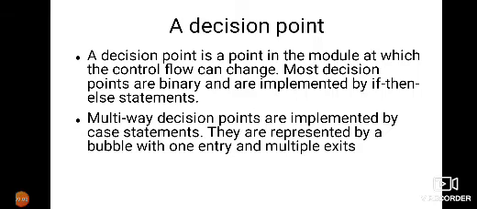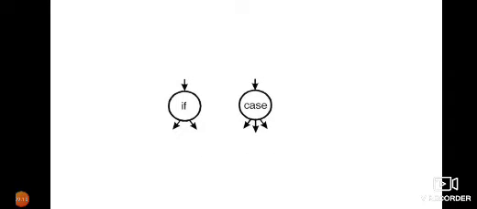Multi-way decision points are implemented by case statements. When we use a case statement, multiple conditions are checked. They are represented by a bubble with one entry and multiple exits. So this is the representation for decision, if and case. If you want to check for multiple conditions, you will be using a case. A case is represented by a bubble with a single entry and multiple exits.